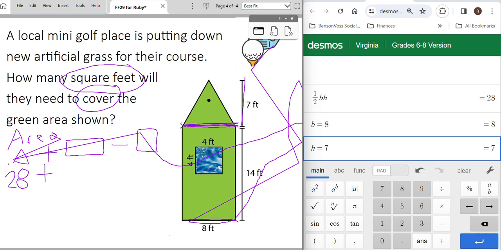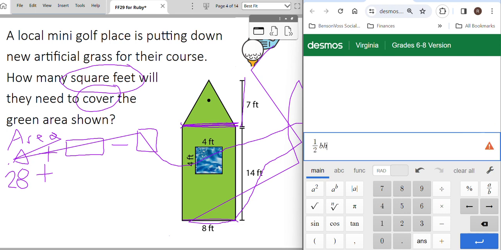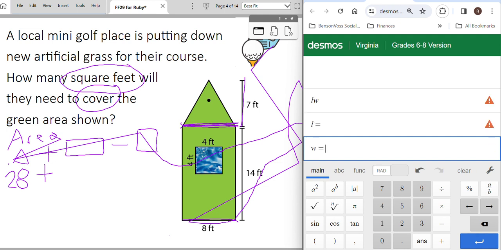And I'm going to add the area of my rectangle. Well, the rectangle, the formula is LW. So I'm going to need a length and I'm going to need a width. So let me start by finding the length. The length of that rectangle, if you look right here, is 14. Okay? And the width, if you look down at the bottom, is 8. So that gives me the area of my rectangle is 112.